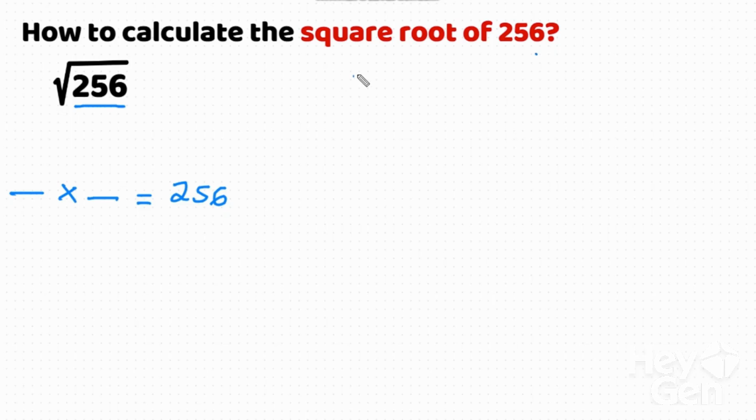So let's take 256 and divide it by its prime factors. Since 256 is an even number, we'll start dividing by 2. So this line is a division line. 256 divided by 2 is equal to 128. 128 can be divided by 2. Divided by 2, it's 64.